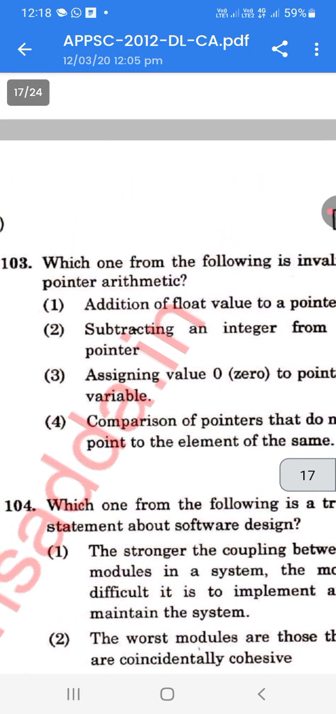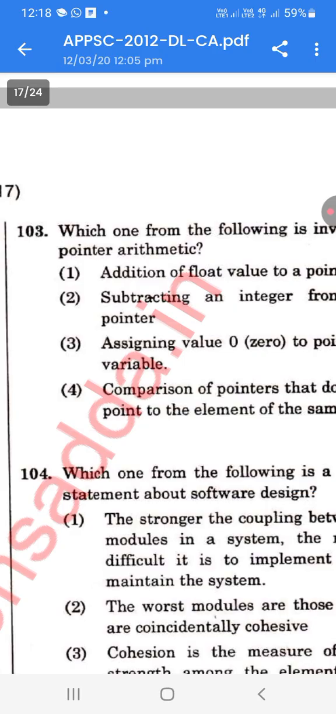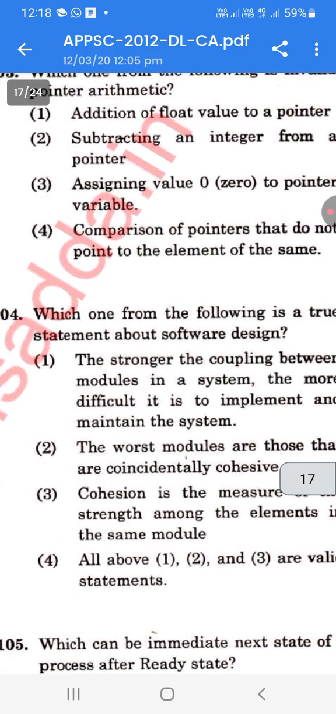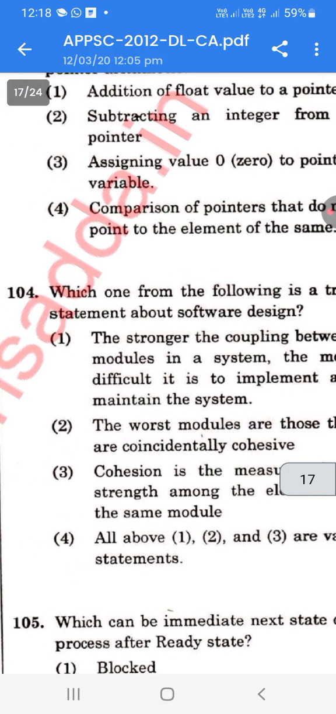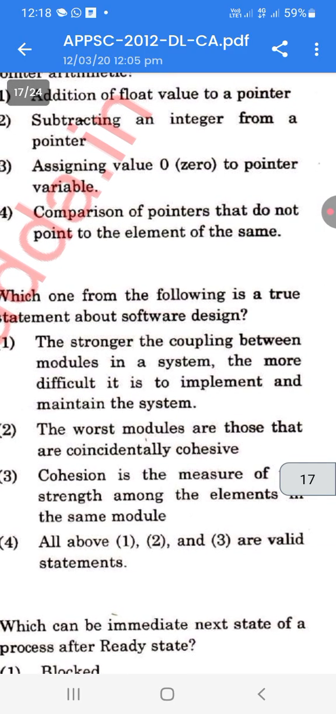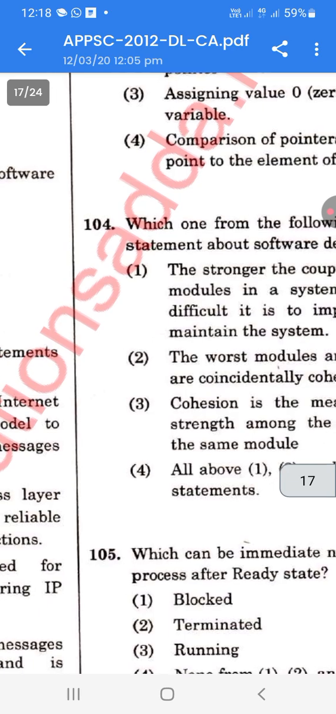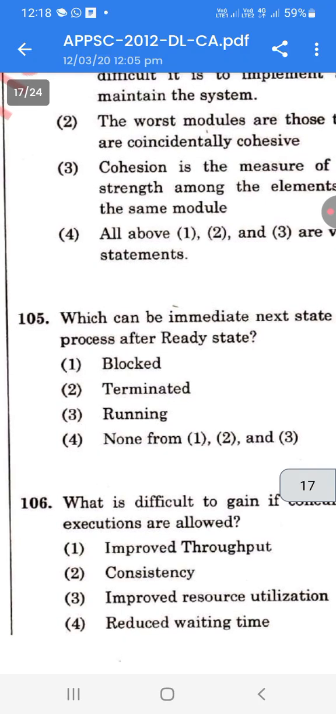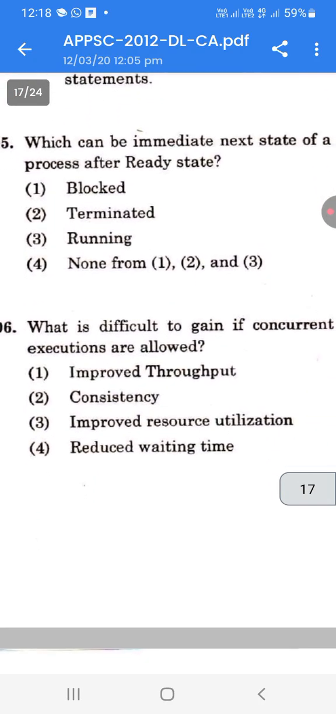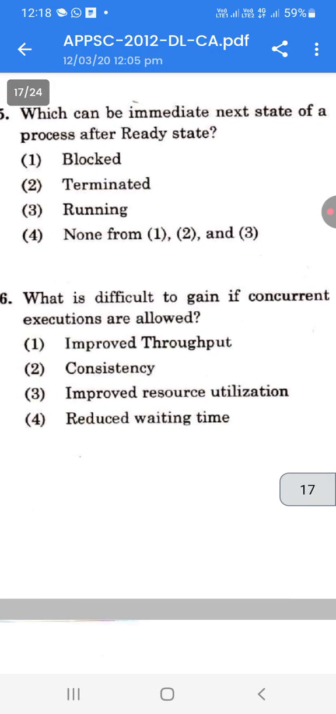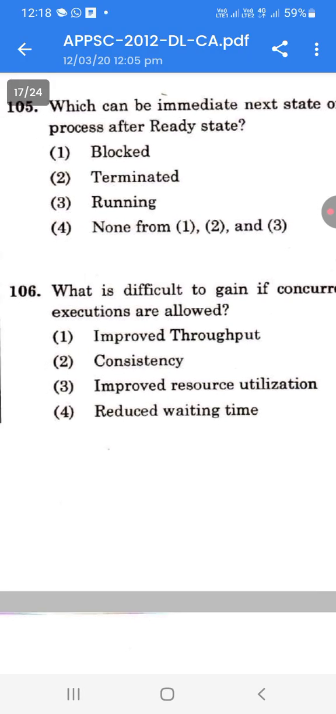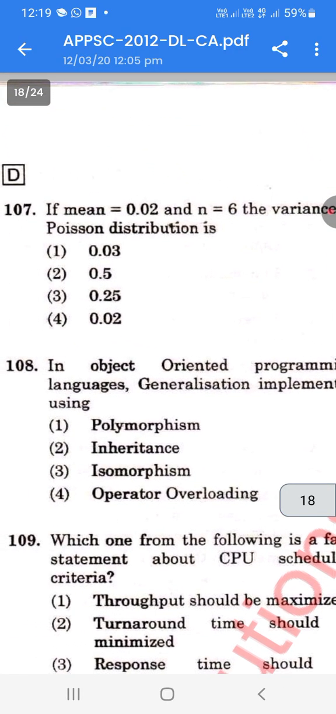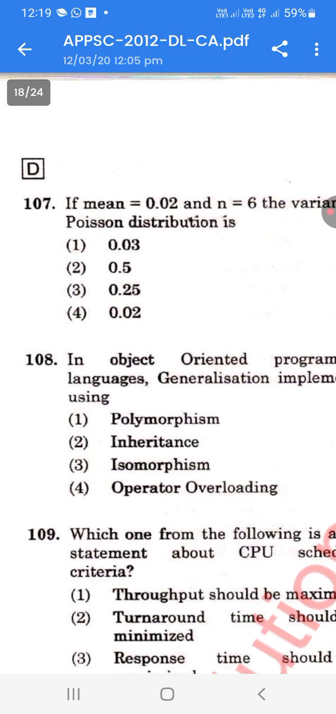Which one from the following is invalid pointer arithmetic? 1 or 3. 1. Addition of float value to a pointer. Which one from the following is a true statement about software design? The stronger the coupling between modules in a system, the more difficult it is to implement and maintain the system. Which can be the immediate next state of a process after ready state? 3. Running state. What is difficult to gain if concurrent execution is allowed? 2. Consistency. If mean equals 0.02 and n equals 6, the variance of Poisson distribution is 0.02.